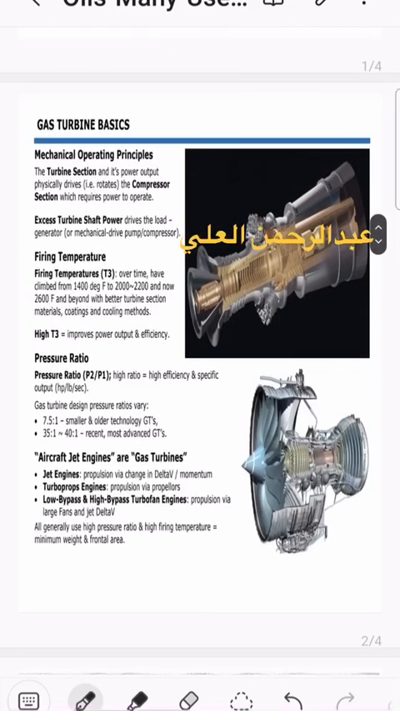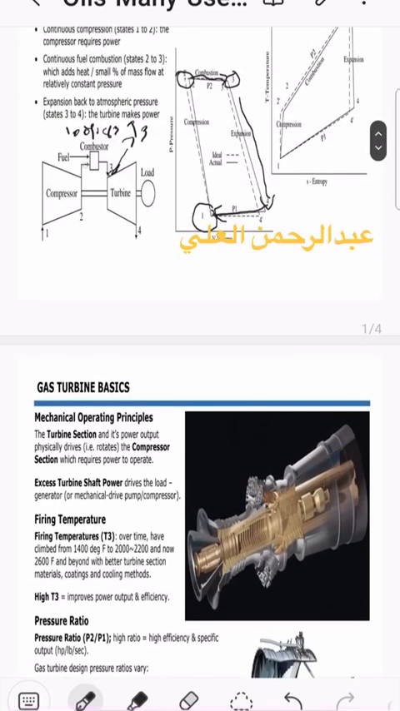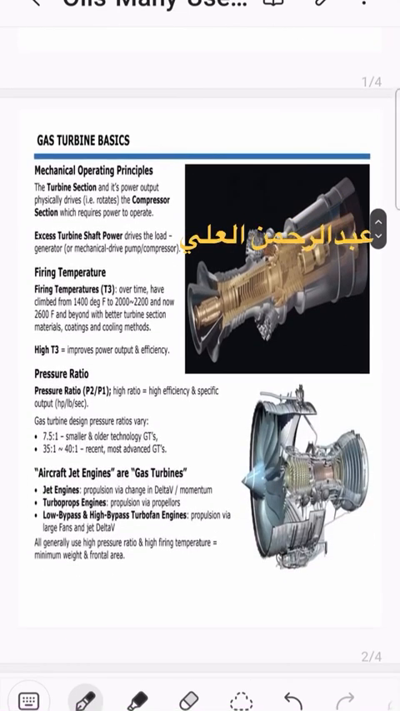Now the pressure ratio. The pressure ratio is regarding the compressor side, which is here. This is the compressor side. So we can see the ratio here is 7.5 to 1 for smaller and older technology GTs, and 35 to 1 or 40 to 1 for the most advanced recent GTs. See, there is a big difference between the old models and the new models regarding the compressors. So inshallah in the future we will have better and better compressors regarding the pressure ratio.